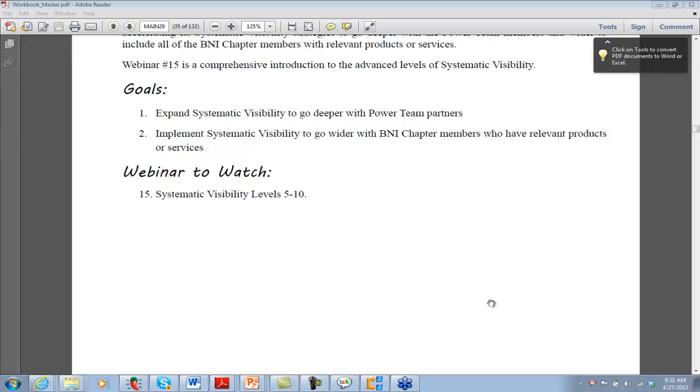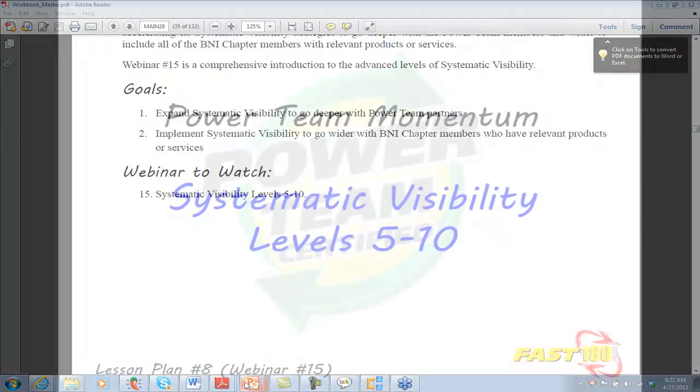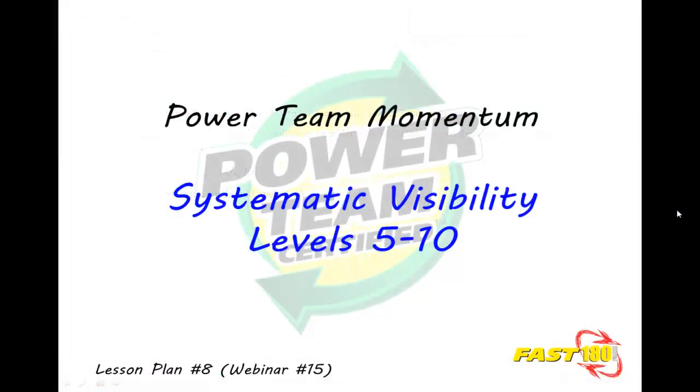But now with levels 5 through 10, this is where it's going to be easier for a lot of those people to be made relevant and to participate, as you'll see. Okay, so that's where we're at on page 29, lesson plan number 8. The webinar that corresponds to this is webinar number 15, Systematic Visibility Levels 5 through 10. Okay, we move to page 30 now.